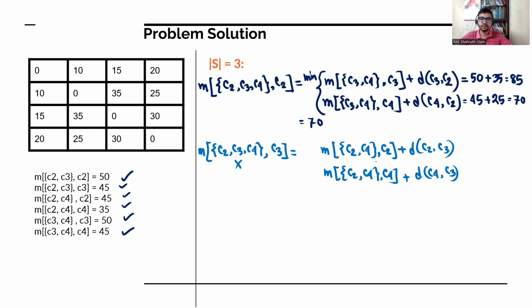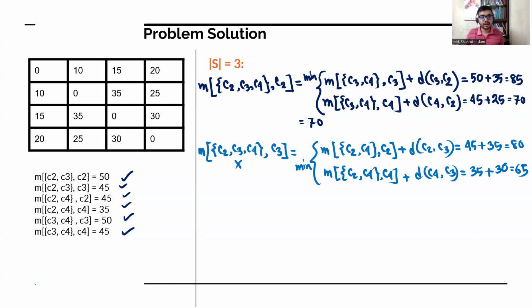And what is the cost of this? C2,C3 is 45. Write it here. And C2,C3 is 35, so I'm writing 35, and this is actually 80. And what is this cost? C2,C4 is 35. And the cost from C4 to C3 is 30. And this is 65. So again, we have to calculate the minimum.